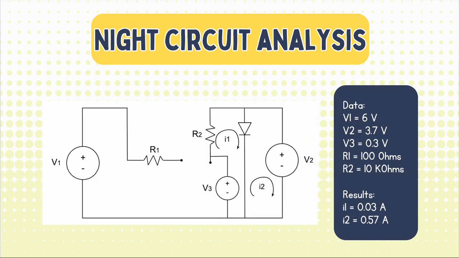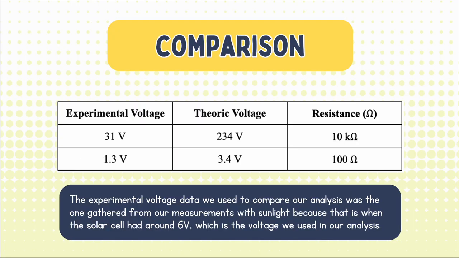This was our model of the circuit during the day, and we used the same method, mesh analysis, to get the currents. We used the same data, and we got the results of current 1 is equal to 0.03 and current 2 is equal to 0.57.